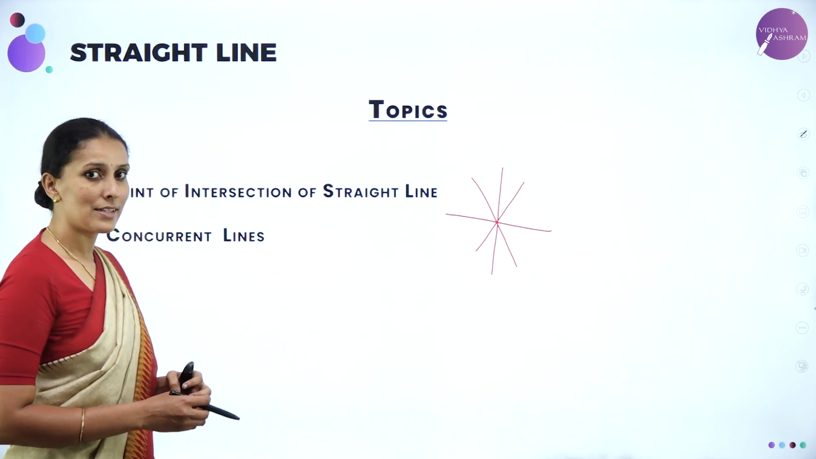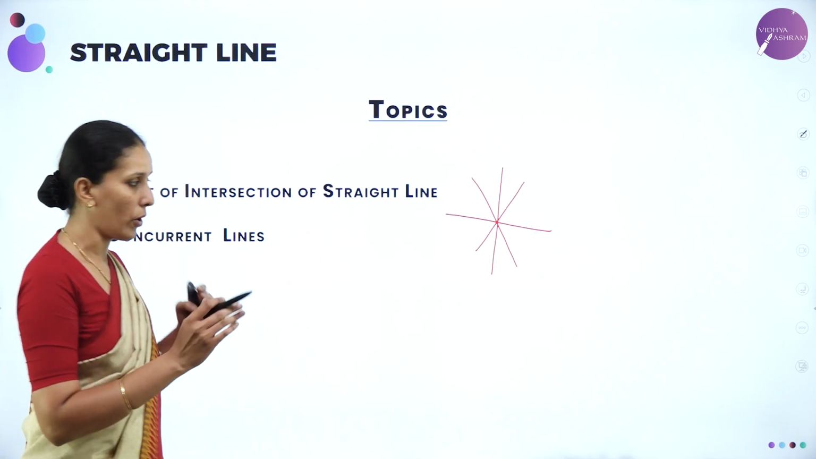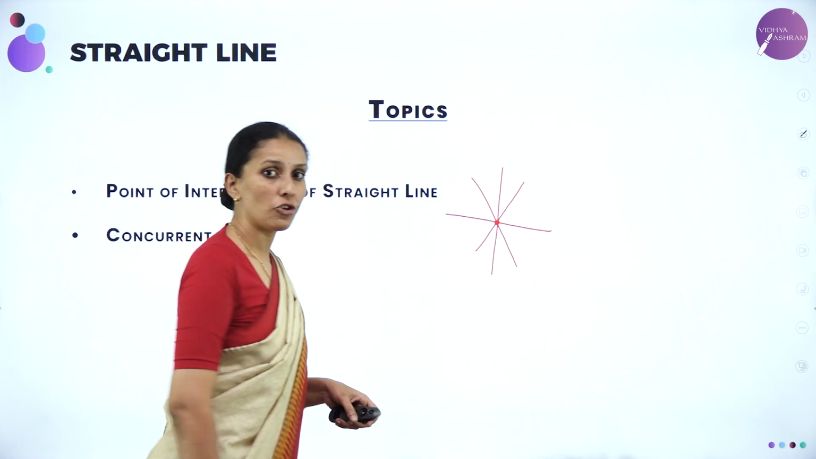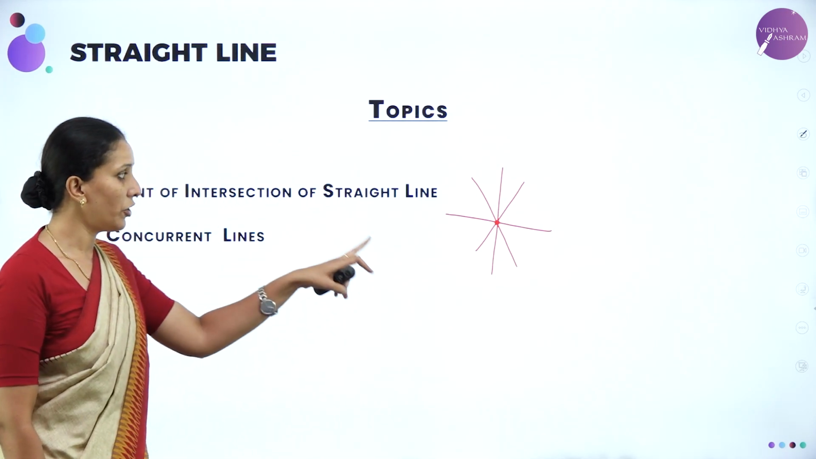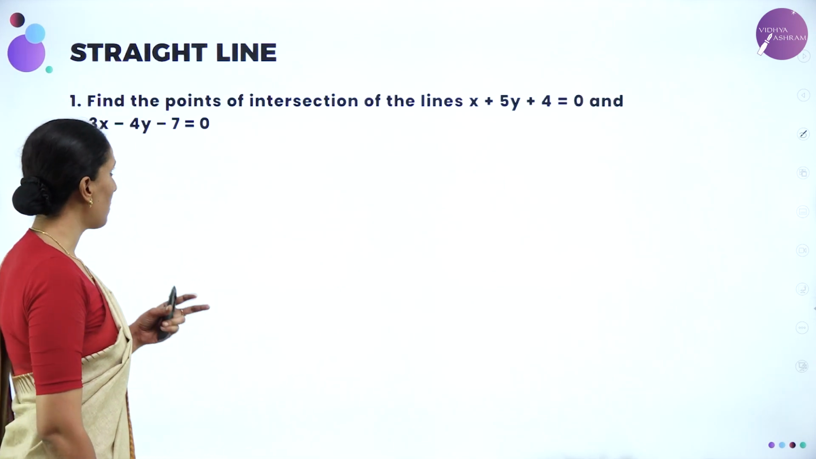And concurrent lines means lines which are passing through the same common point. So these lines are called concurrent, and this is called the point of concurrency. So in this session, we are going to study the point of intersection as well as concurrent lines. Now let us take the problem.